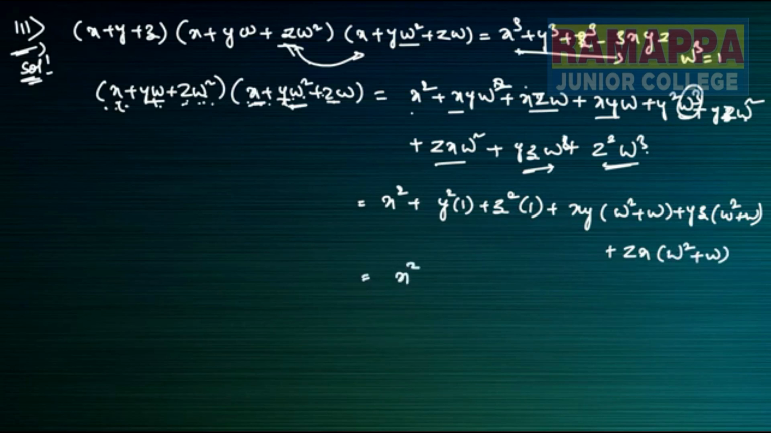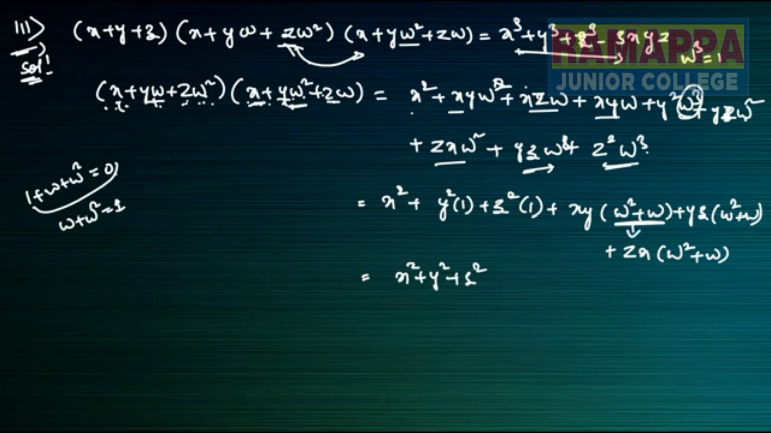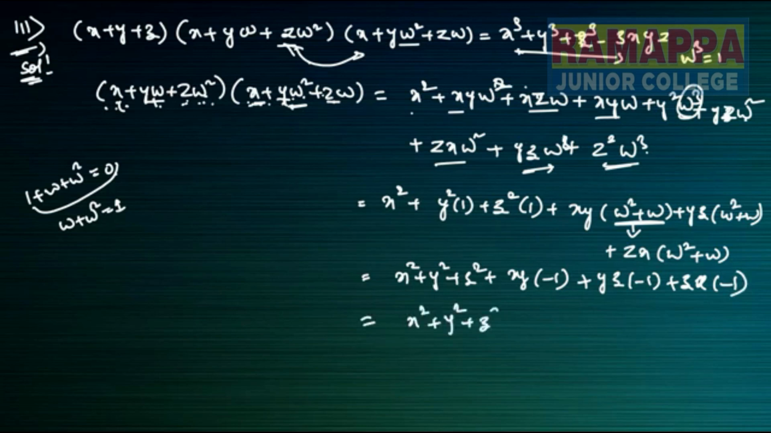So we have x² plus y² plus z² plus the ω terms. We already know that 1 plus ω plus ω² is equal to 0, so ω plus ω² is equal to minus 1. So it becomes plus xy into minus 1, plus yz into minus 1, plus zx into minus 1. The total answer is x² plus y² plus z² minus xy minus yz minus zx.